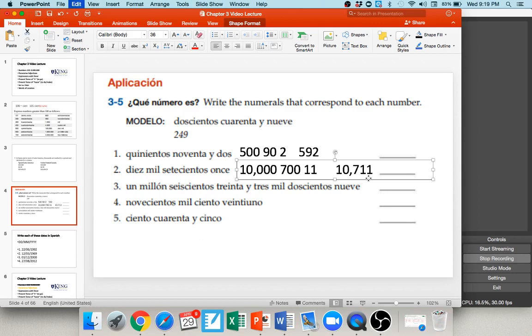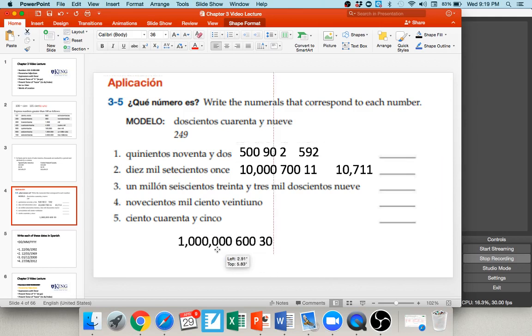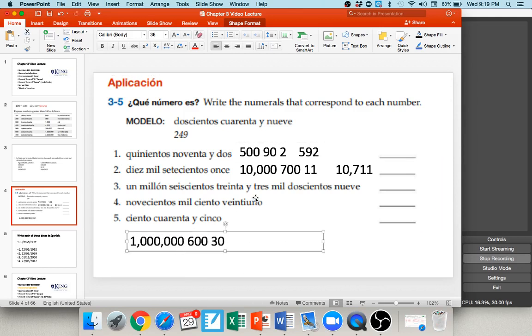As you look at number 3, it gives you un millón, which obviously is 1 million. 600, which is 600. 30. So that is 1,630,000. And then it gives you y 3,000, 3,000. 209, so 209. So take those, add them all together.